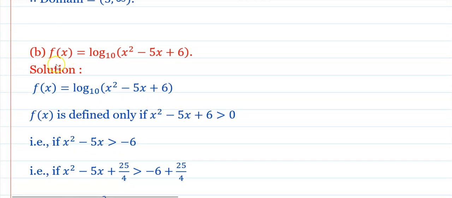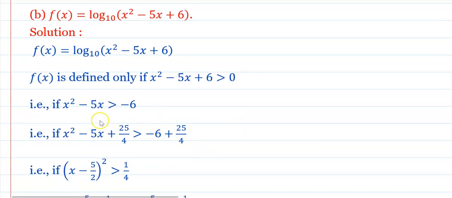Now the next, f of x equals log of x square minus 5x plus 6 to the base 10. f of x is defined only if x square minus 5x plus 6 is positive. So x square minus 5x is greater than minus 6. Bring the 6 to the other side. Now find out the last term. We know the middle term. Middle term is minus 5x.